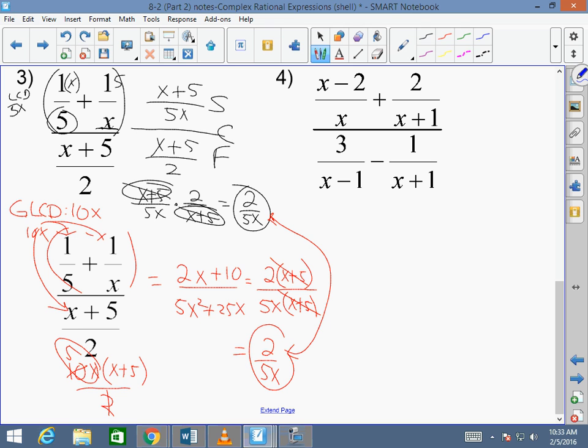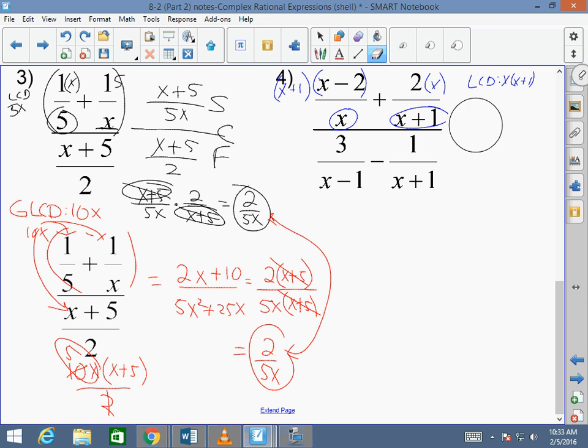This guy, method 1. What's the LCD of the numerator? X times x plus 1. Beautiful. What do I need to multiply here? X plus 1. I got to multiply an x plus 1. What do I need to multiply here? An x. Okay. Please, guys, be careful. X plus 1 times x minus 2 is not x squared minus 2. You have to FOIL. X times x is x squared.